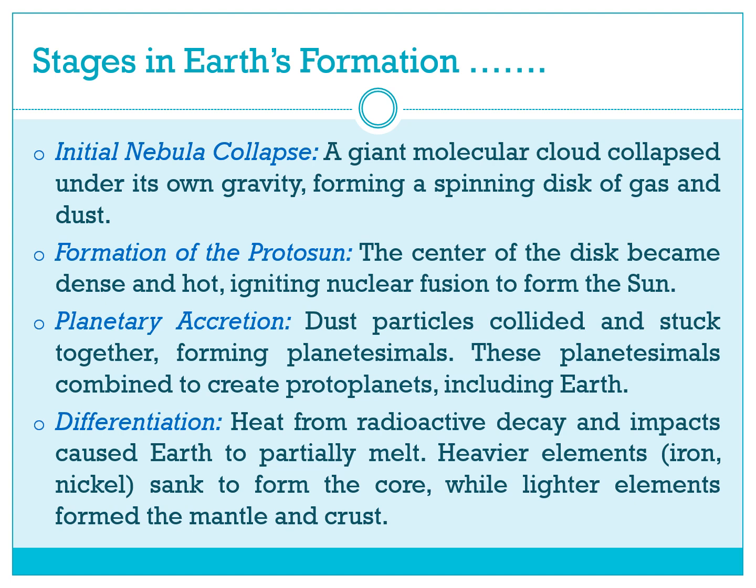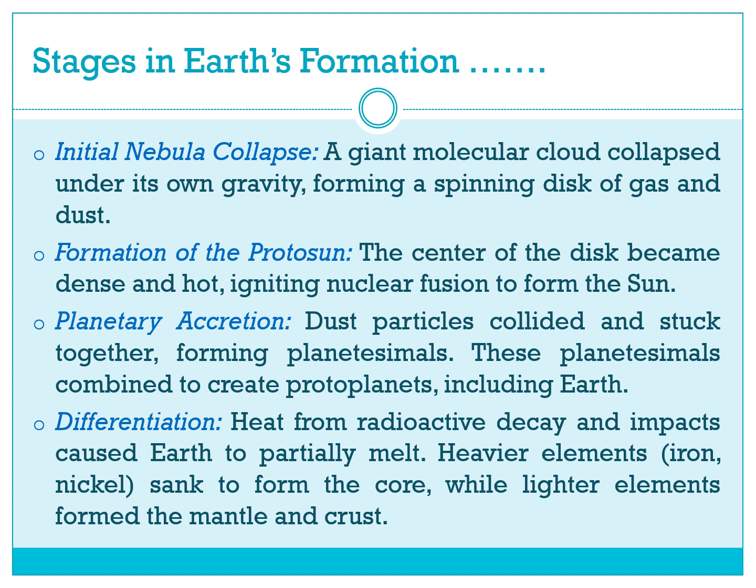Stages in Earth's formation. Initial nebular collapse. A giant molecular cloud collapsed under its own gravity, forming a spinning disk of gas and dust. Formation of the protosun. The center of the disk became dense and hot, igniting nuclear fusion to form the Sun. Planetary accretion. Dust particles collided and stuck together, forming planetesimals. These planetesimals combined to create protoplanets, including Earth.